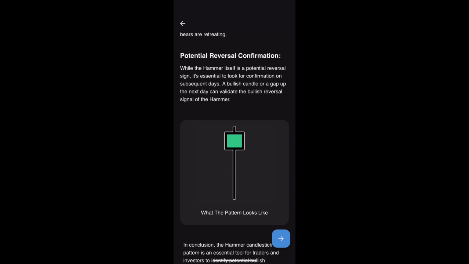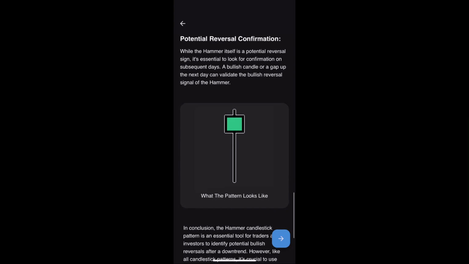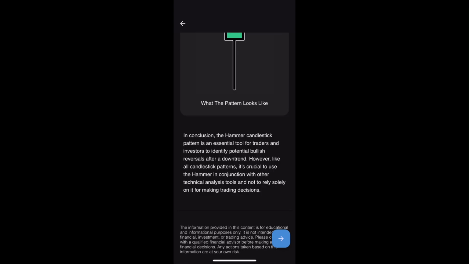Potential reversal confirmation. While the hammer itself is a potential reversal sign, it's essential to look for confirmation on subsequent days. A bullish candle or a gap up the next day can validate the bullish reversal signal of the hammer.